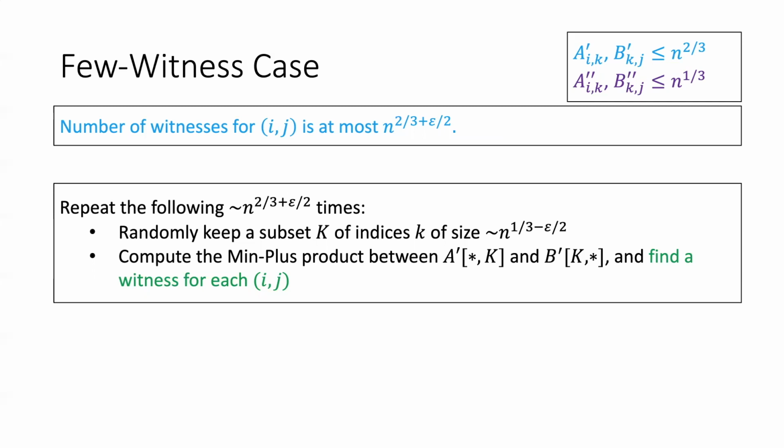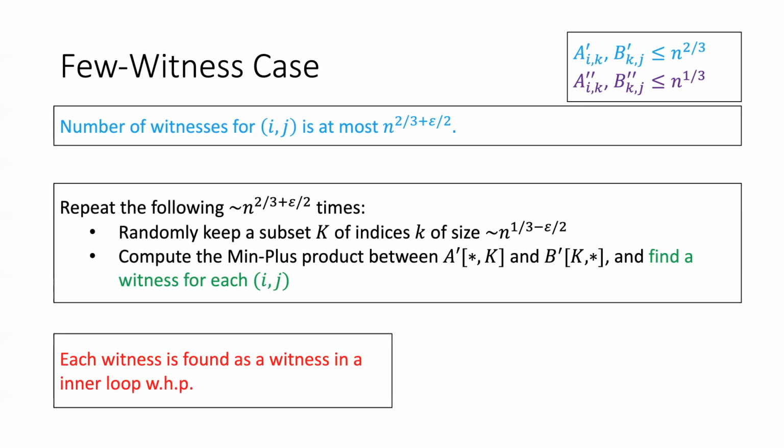First, we randomly keep a subset k of indices of size roughly n to the 1/3 minus epsilon over 2. Then we compute the min-plus product between two submatrices of A prime and B prime. For A prime, we keep all the columns whose indices are in the subset k, and for B prime, we keep all the rows whose indices are in the subset k. And then we compute the min-plus product between these two submatrices. And also, for every ij, we will find the witness for this min-plus product.